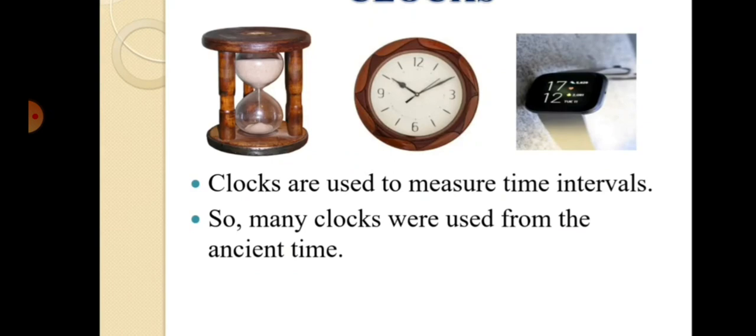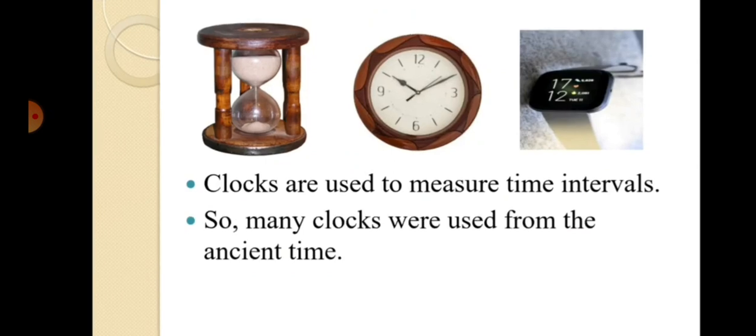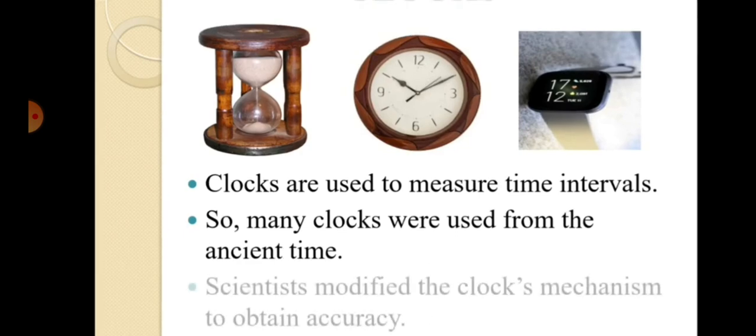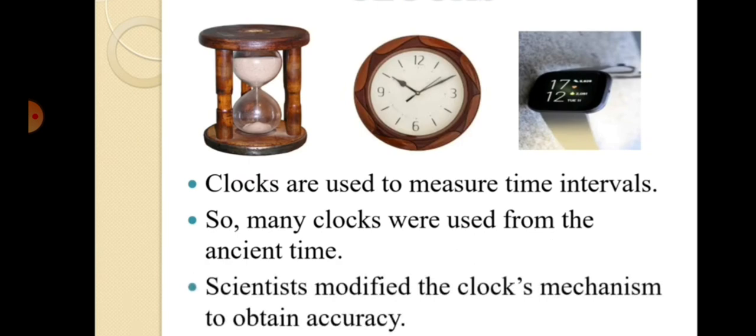So many clocks were used from the ancient time. What is an ancient time? In olden days, scientists modify the clock's mechanism to obtain accuracy. What do you mean by accuracy? Correctness, exact meaning. Then we will see the types of clocks based upon the mechanism. There are two types based upon the mechanism.